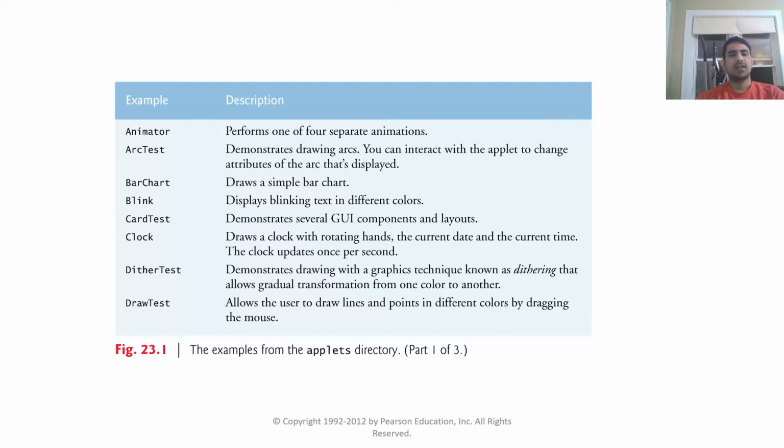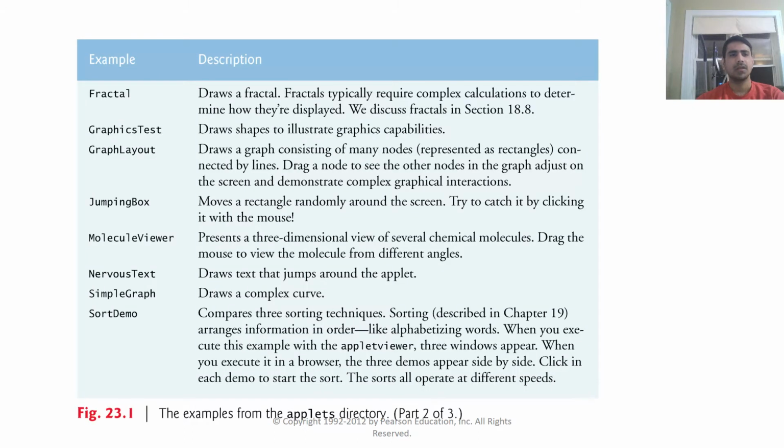There are various things like dither test and draw test, and the draw test allows a user to draw lines and points in different colors by dragging the mouse. And then there are some more examples from the applets directory that I am going to discuss now.